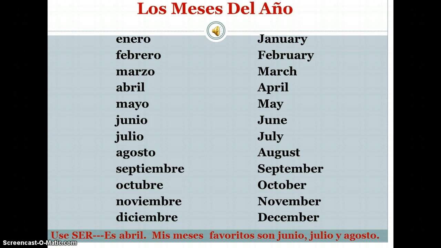Now, if you're going to put these into a sentence, you're typically going to use the verb ser, because if I wanted to say it is April, I would say es abril. If I want to talk about what months of the year are my favorite, mis meses favoritos son junio, julio y agosto. So I'm using it singular and it plural.